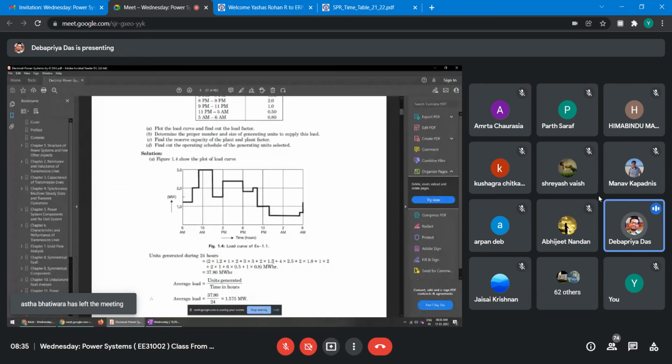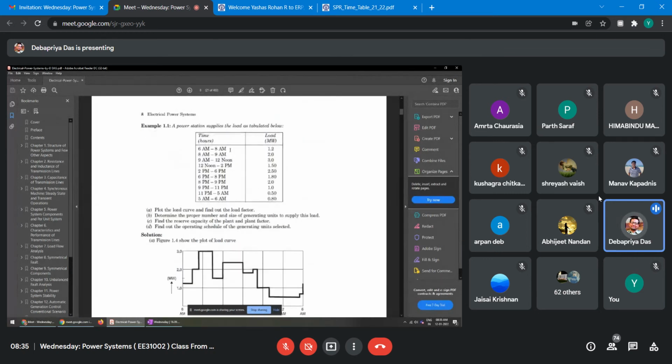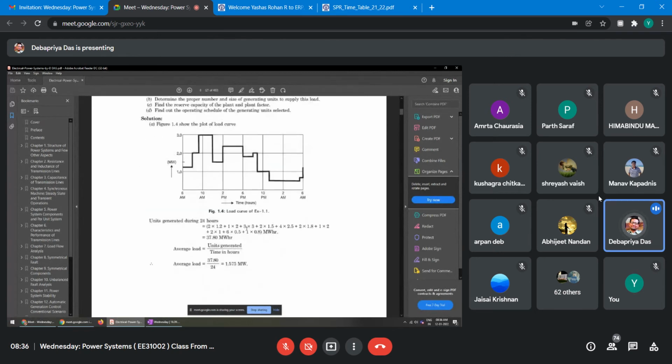Same calculation has been made here, right? Whatever I said, the same thing has been done. So that is your 37.8 megawatt hour. You just take 2 hours, multiply by this, and then 8 to 9, 1 hour into 2, and so on. This same way it has been made here. So it is 37.8 megawatt hours.